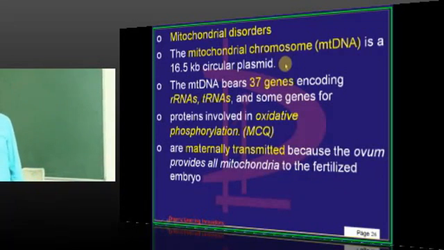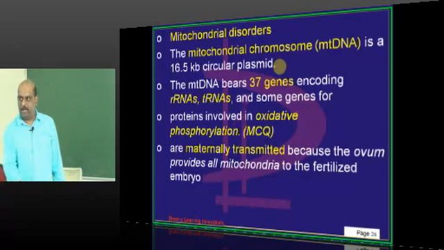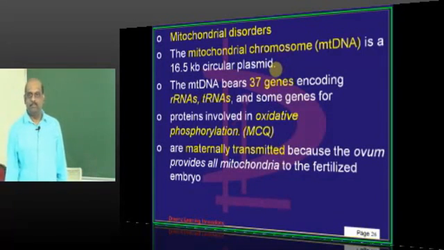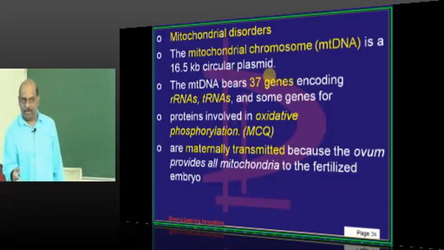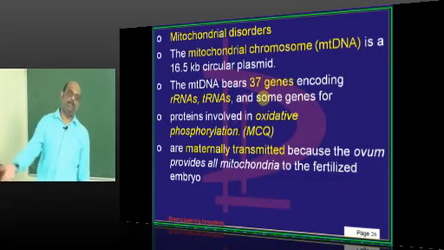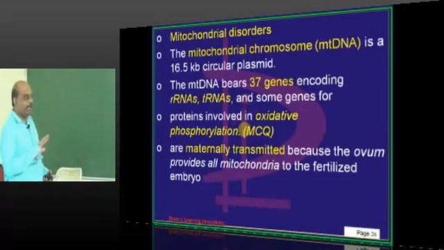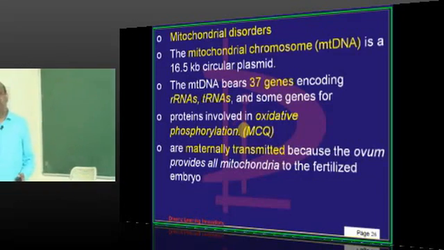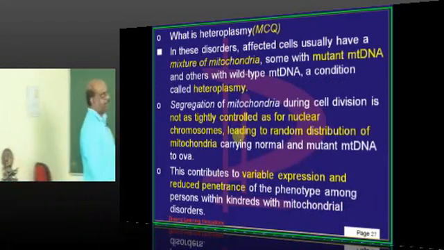Mitochondria are there in the cytoplasm. Cytoplasm is contributed by the ovum. Nucleus is contributed by the sperm. So, since the ovum contributes the cytoplasm in which mitochondria are there, all abnormal genes come from the ovum, which is from the mother's side. Maternally transmitted disorders will be the mitochondrial genetic disorders, is what needs to be remembered.